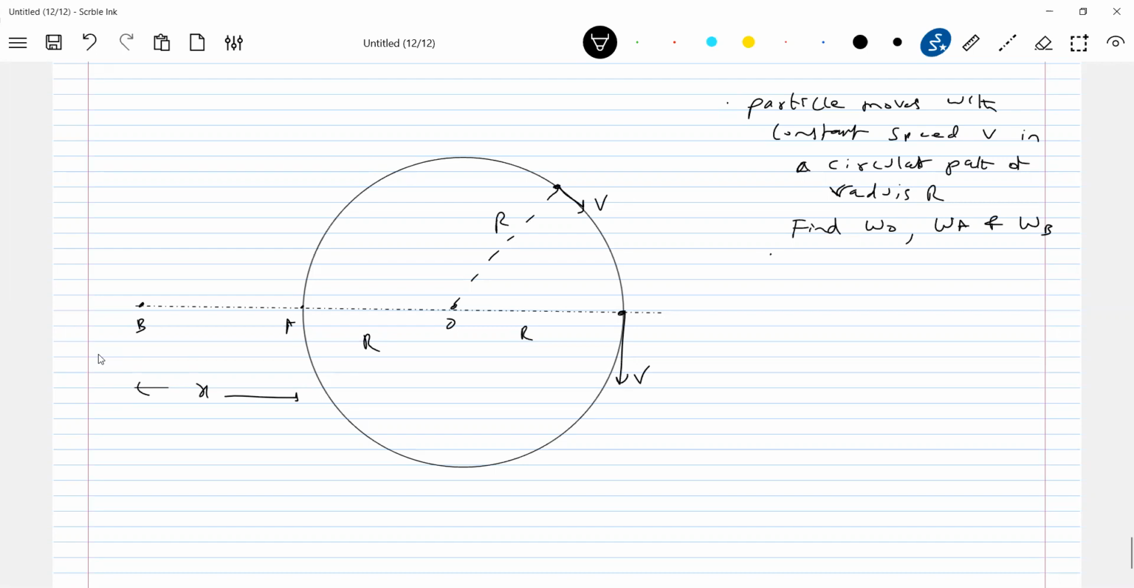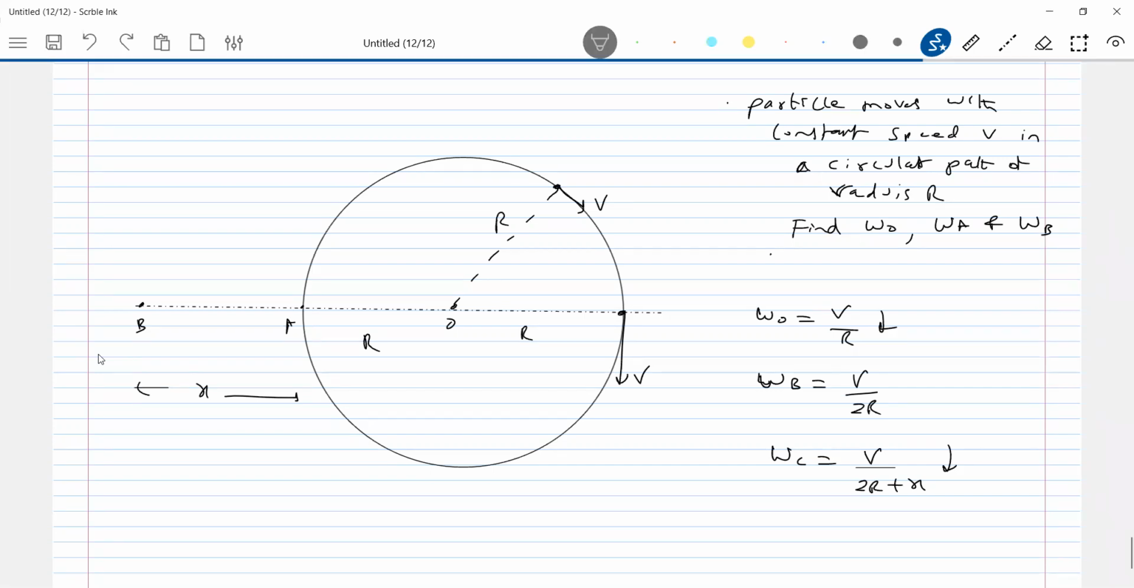I think it's very clear, no? What is omega O? V by R, clockwise. Omega B should be V by 2R, and omega C, V by 2R plus X. Now you are getting the idea. If you stand at O, you see one angular velocity. If you stand at A, you see one angular velocity. If you stand at B, you see one angular velocity.